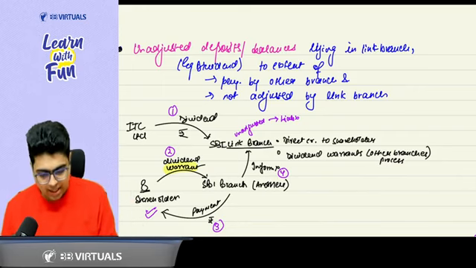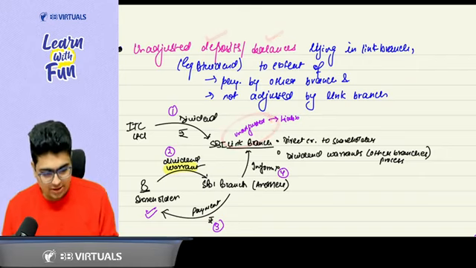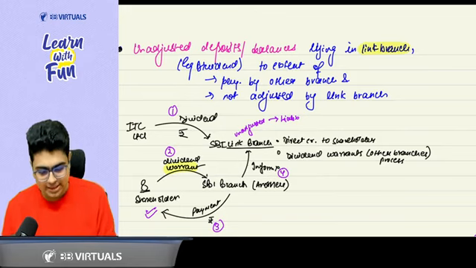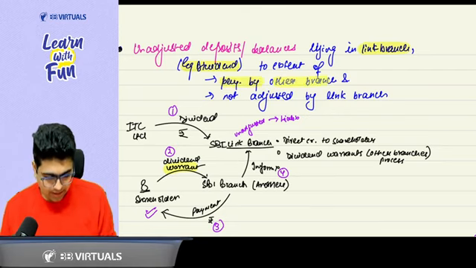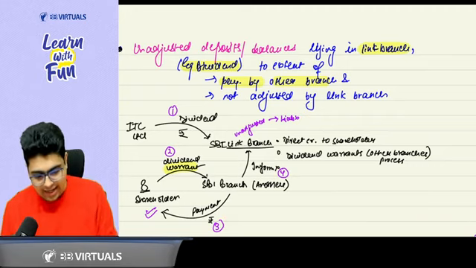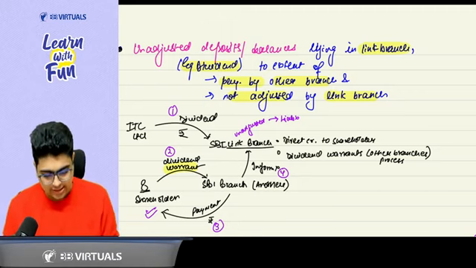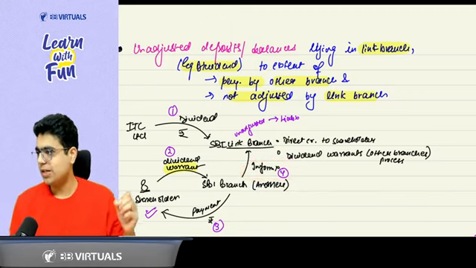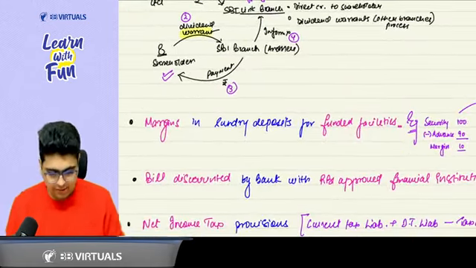Please understand: unadjusted deposits or balances lying in the link branch, for example dividend, to the extent that it is paid by another branch, which has already made the payment, and it is not adjusted by the link branch. Why has the link branch not adjusted it? Because it failed to inform the link branch. Is the concept clear to you? Yes, sir. Now let's move to the next part.